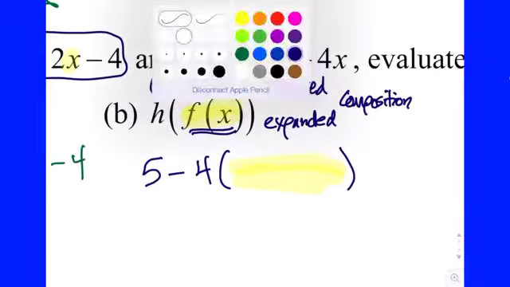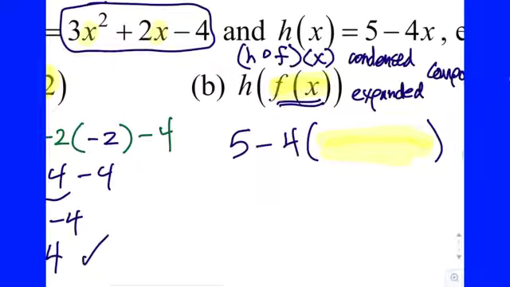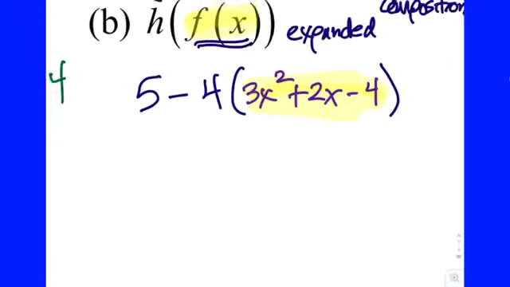So you can either put the name f of x in there and go to another line, or let's just go ahead and put what f of x is equal to in there. It's going to be 3x squared plus 2x minus 4. Okay? We're plugging a function in for x instead of a number. And so here the parentheses are super important, because without the parentheses, you're not distributing the negative 4. So again, if you set up your parentheses first for x, plug in second, you'll set it up right every time. And if you don't set it up right, very likely you're not going to get the right answer.